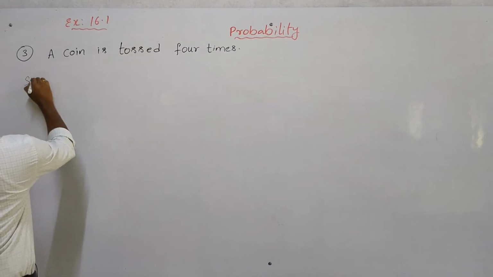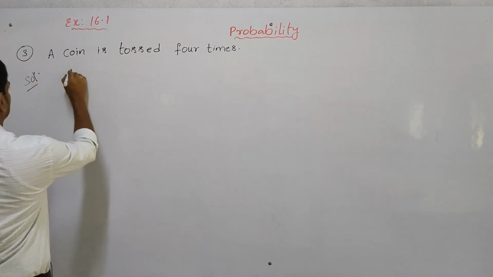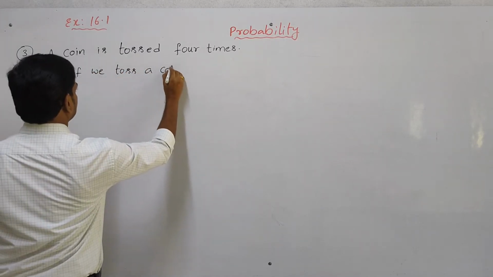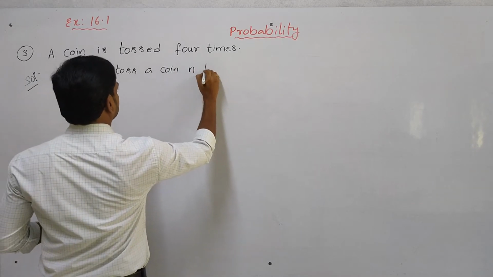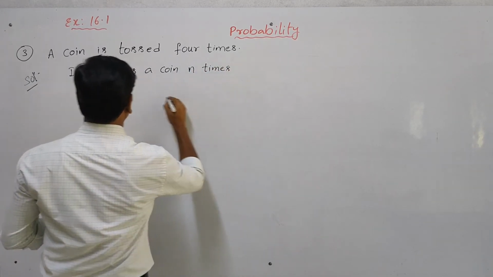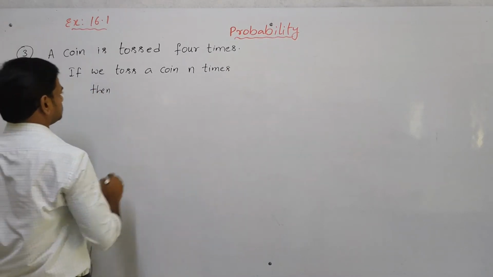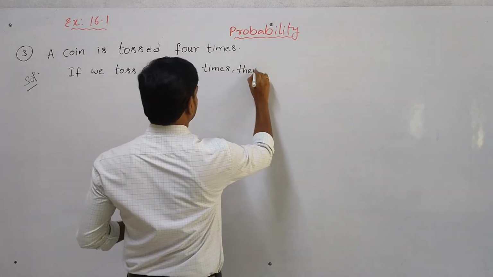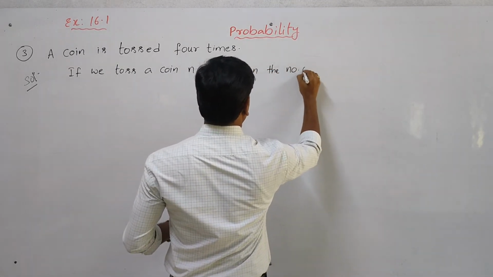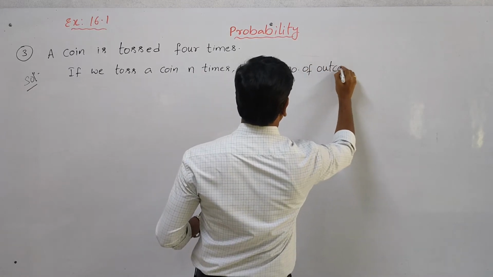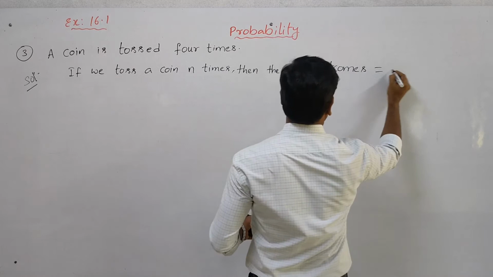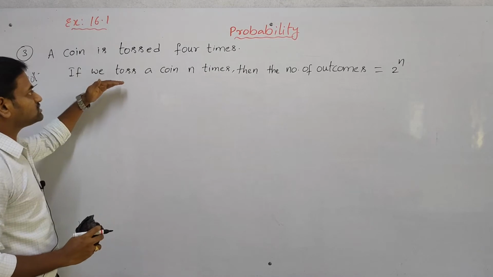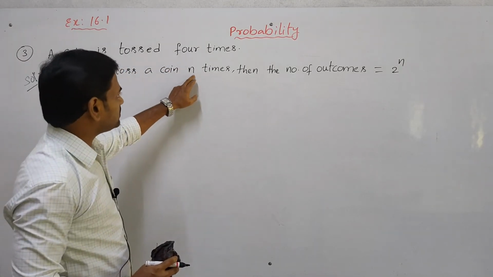So I am writing here. If we toss a coin n times, then the number of outcomes is equal to 2 power n. So here how many times am I tossing? 4 times. So the n value is 4.